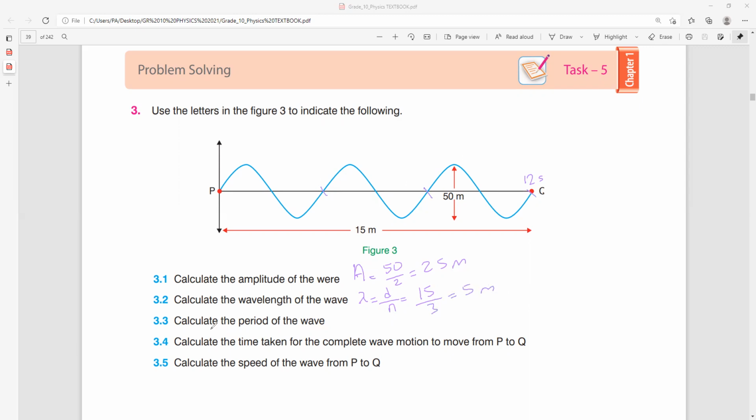Done. Okay, calculate the period of the wave. How can we calculate period, people? Period is equal to the time taken for one wave. And time taken for 3 waves is 12 seconds. Please try. Try to get the period now. So far, we are getting correct answers from you. Let's see number 3.3. If you have 12 seconds for 3 waves, what is the time just for one wave? This is our period.